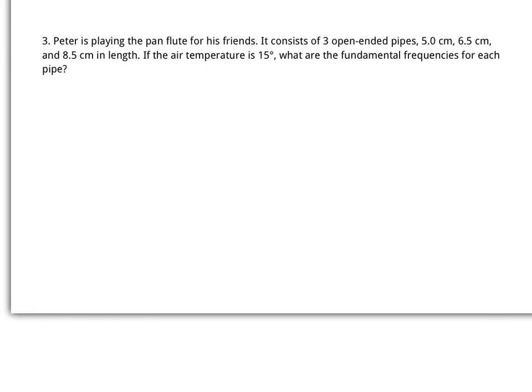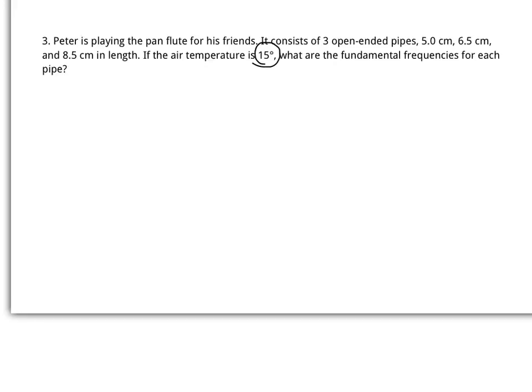Question 3 diverges away from the Doppler effect and into the harmonics of pipes. In number 3, we're told that Peter is playing 3 of the open-ended type of pipes, and so we're given 3 different lengths for those tubes. We're given an air temperature and asked to figure out the fundamental frequencies. So there are 3 different calculations here. I'm going to go through one of them with you and then just give you the answers for the other 2. First of all, we have to realize what this temperature means for us.